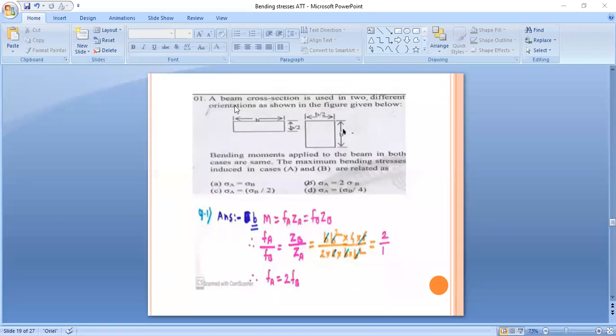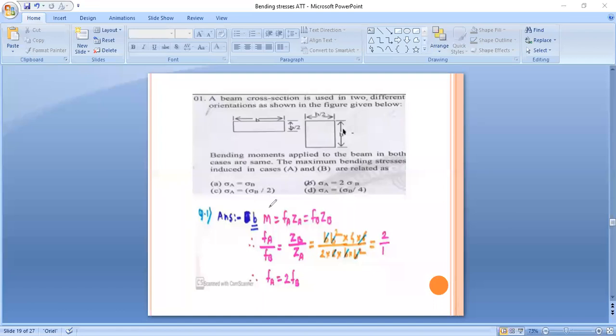Okay, then the next question. A beam cross section is used in 2 different orientations as shown in the figure below. These 2 figures are given. Bending moments applied to the beam in both cases are the same. Meaning here the cross section orientation is changing, but the bending moment applied is the same. The maximum bending stresses induced in cases A and B are related as.